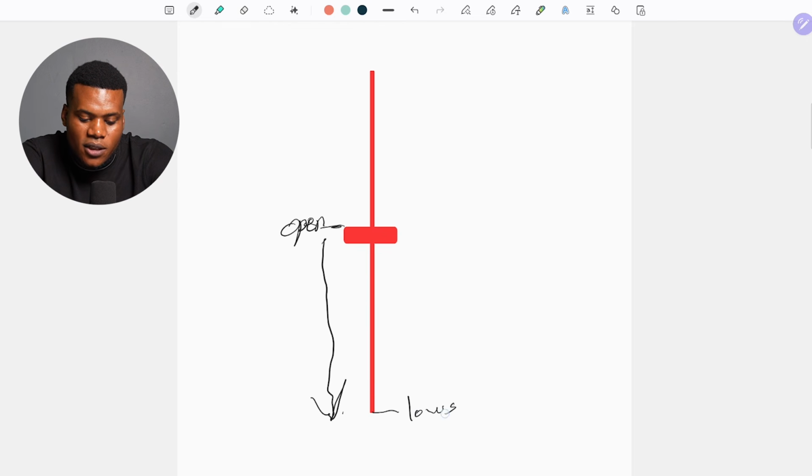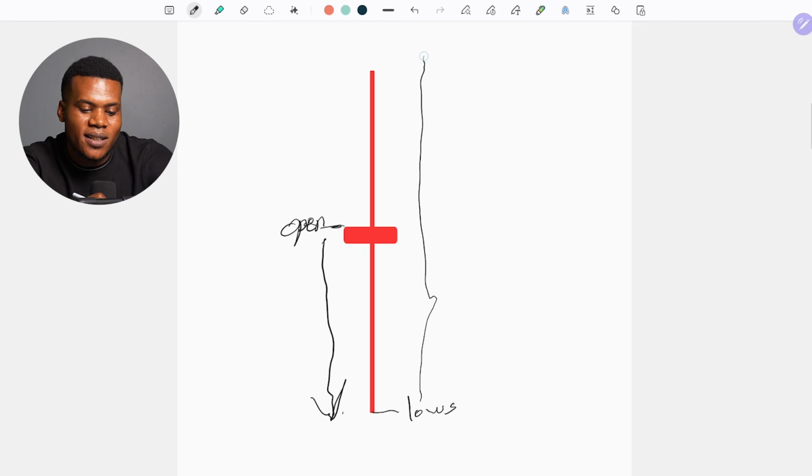The rose. So buyers, they said, you people, you are joking. You are joking with buyers. Buyers will always have a lot of money. Then they push this market up to here. So we call this the what? This is the high of the candle.